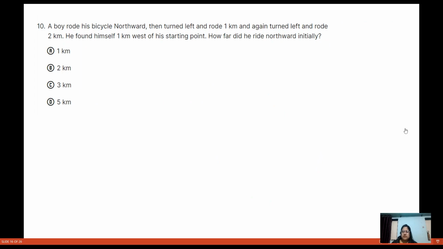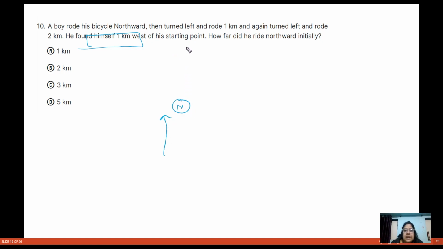Now let us look at this question. A boy rode his bicycle northward and then turned left and rode 1 kilometer. Again turned left and rode 2 kilometer. He found himself 1 kilometer west of his starting point. How far did he ride northward initially? So a boy rode his bicycle northward.